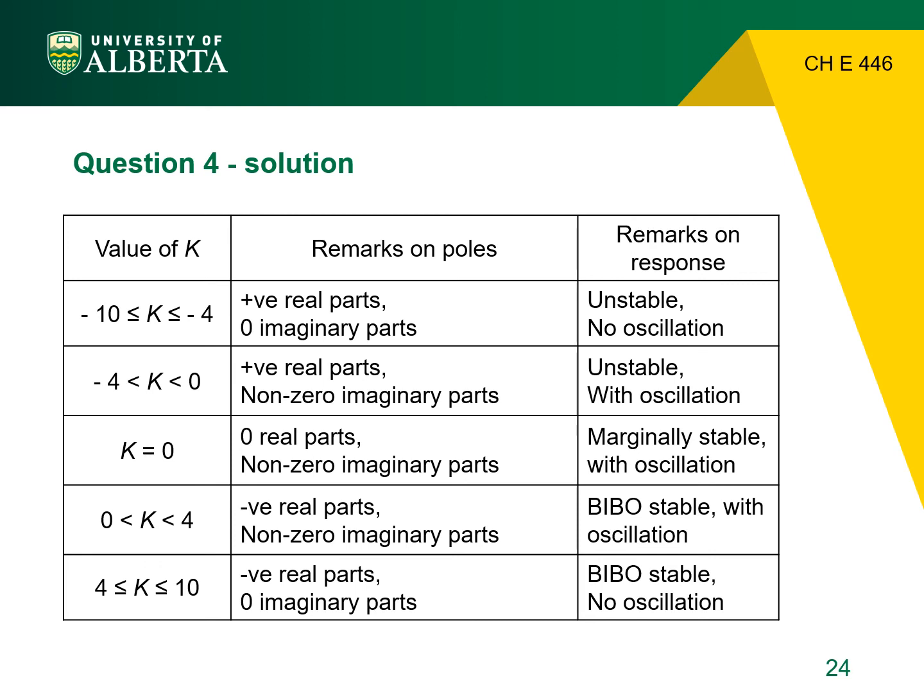And finally, when the values of k are considered between 4 and 10, we have the poles with negative real parts and no imaginary parts. And therefore, the system for those values of k is bounded input, bounded output stable with no oscillations.